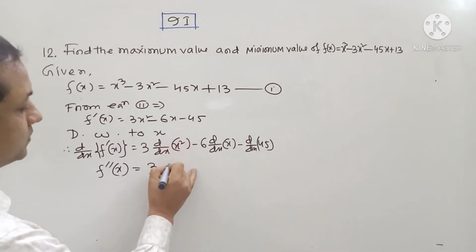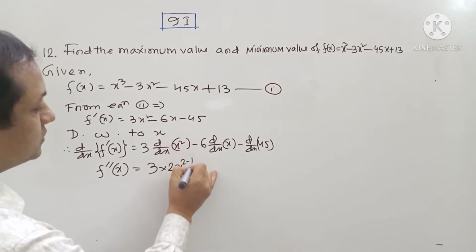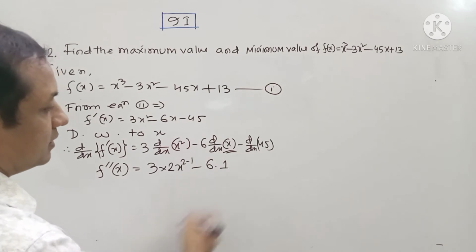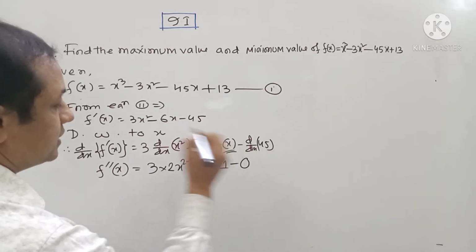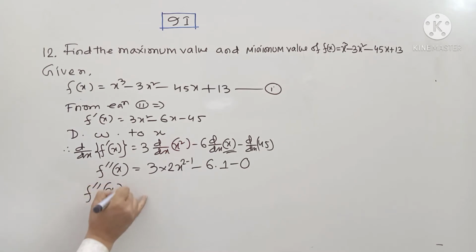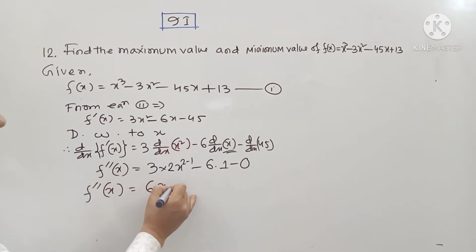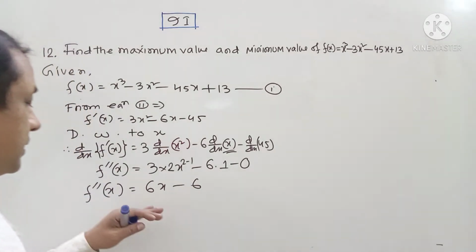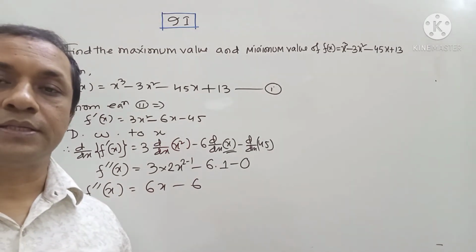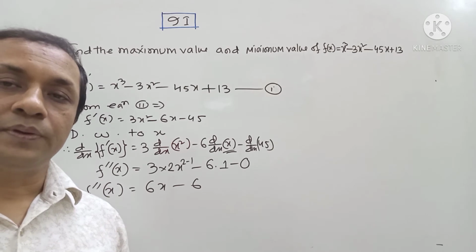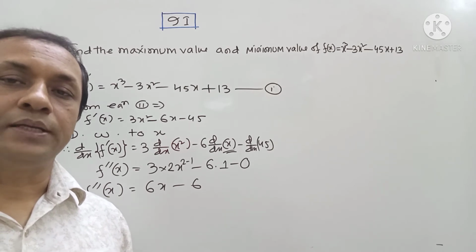Take it to the first position of 2 minus 1, and d/dx of 6x is 6, and d/dx of a constant is always 0. So f double prime x equals 6x minus 6. Now putting the value of x equals 5, or x equals minus 3.